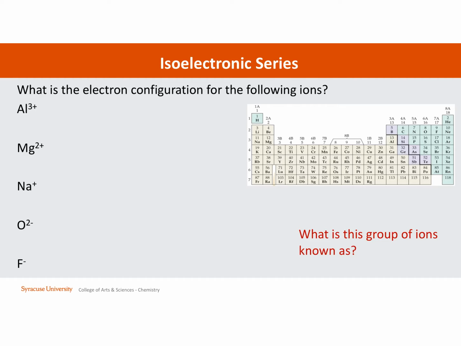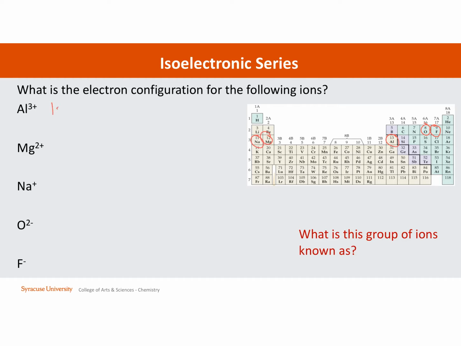What's the electron configuration for the following ions? Aluminum, magnesium, sodium, oxide, and the fluoride. So here's aluminum, here's magnesium, sodium, oxygen, and fluorine. And then once you've done that, what is this group of ions known as?